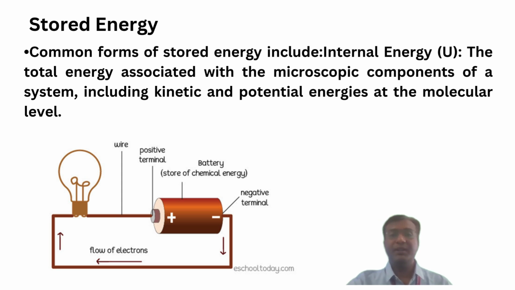For example, consider water which is stored in a dam at a certain height. This water possesses gravitational potential energy. When the water is released and flows downhill, that potential energy is converted into kinetic energy, which can then be used to generate electricity.